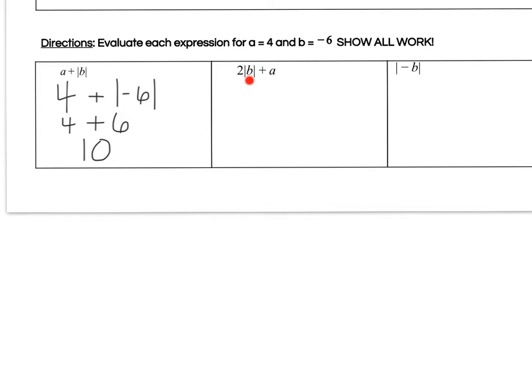2, and since there's no symbol in between the 2 and the absolute value of B, that means multiplied by the absolute value of B, plus A. So it would be 2 absolute value of -6 plus 4, which turns into 2 times +6 plus 4. Order of operations, 2 times 6 is 12, plus 4 is 16.